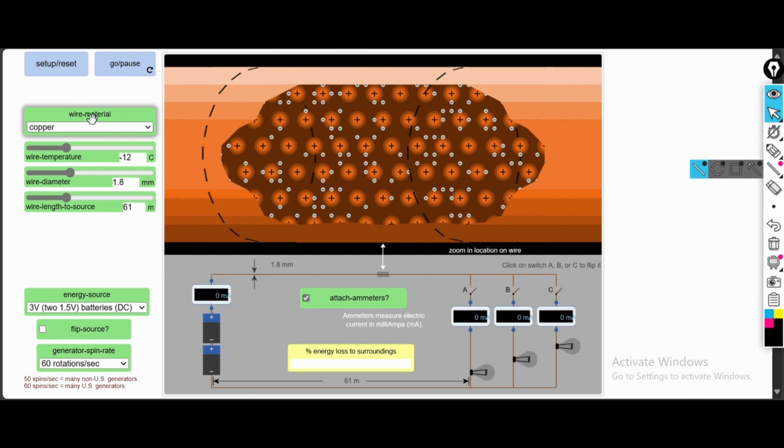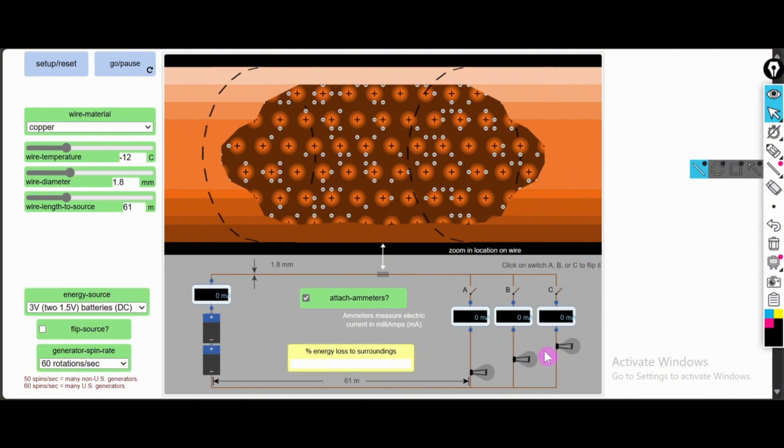Before starting the simulation, we have to know the interface of the simulation. Here we have the setup and restart button. Here we have the go and pause button, and these are all the external conditions on which the current and resistance through a circuit depend, such as the nature of the material, the temperature, the diameter of the wire, and the length of the wire. Here in this panel we have the energy sources such as AC and DC voltage. We will vary that from here.